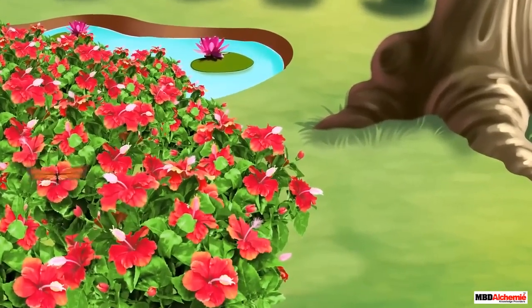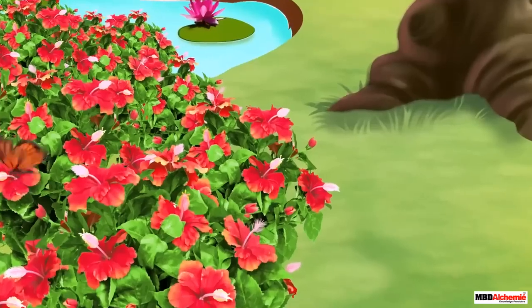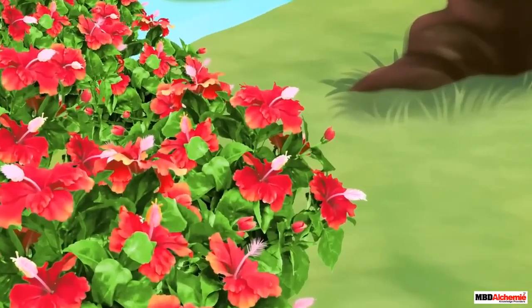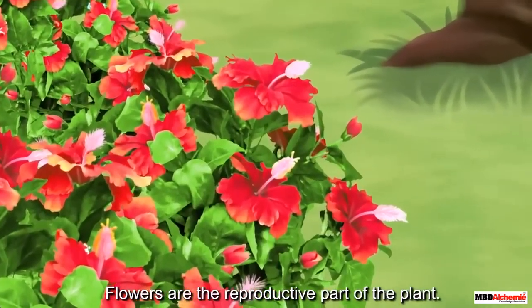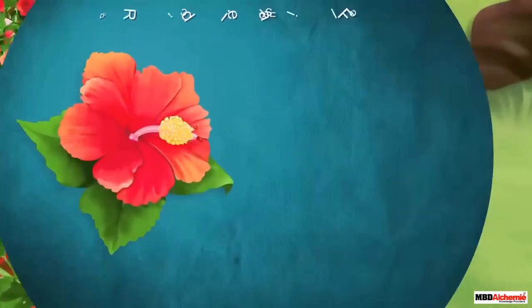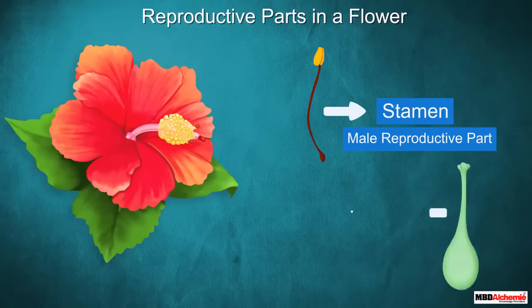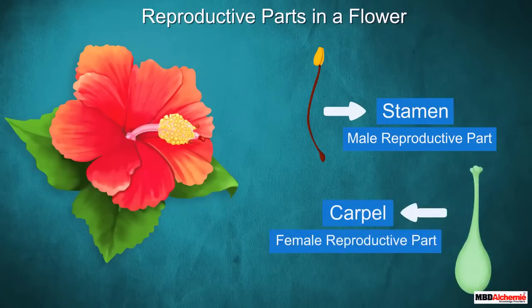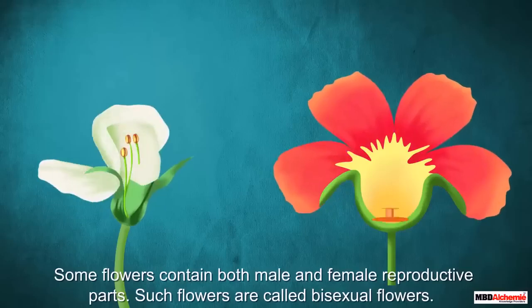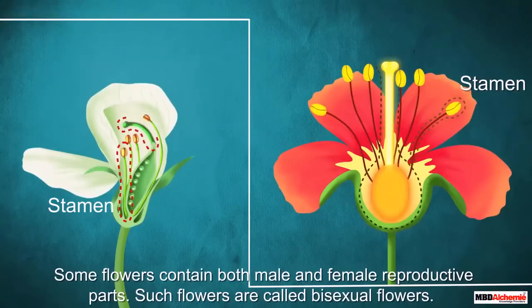You already know that flowers are not present only to add beauty to the plant. They are in fact the reproductive part of the plant. In the flower, stamen is the male reproductive part, while carpel is the female reproductive part. Some flowers contain both male and female reproductive parts.